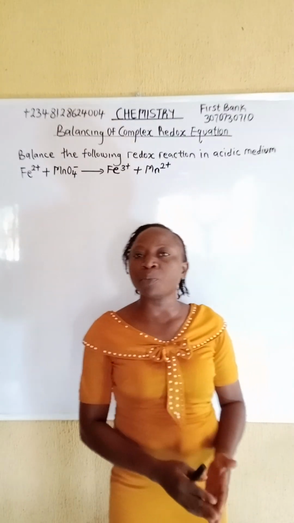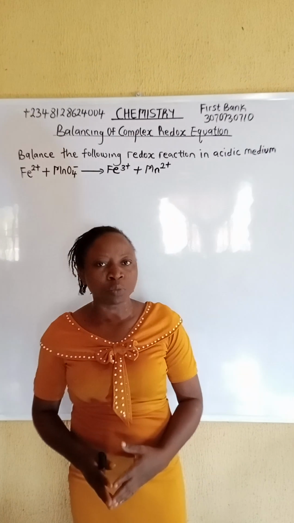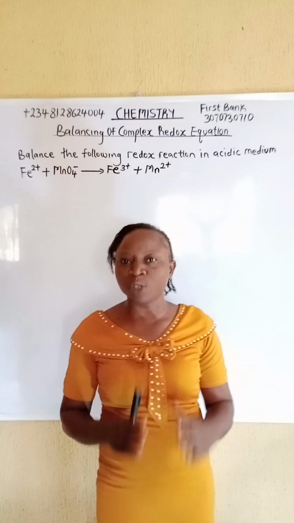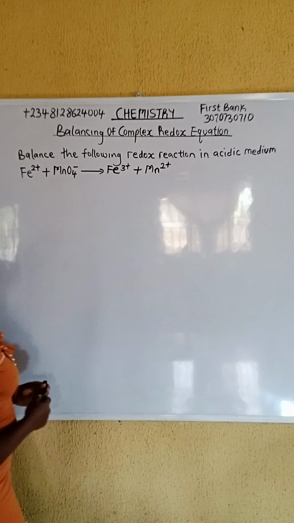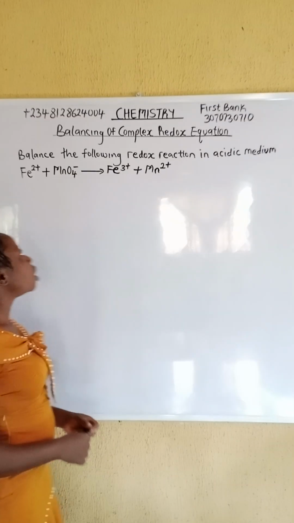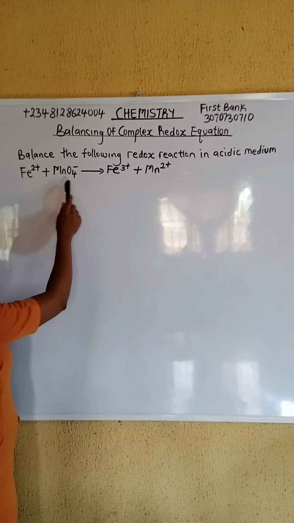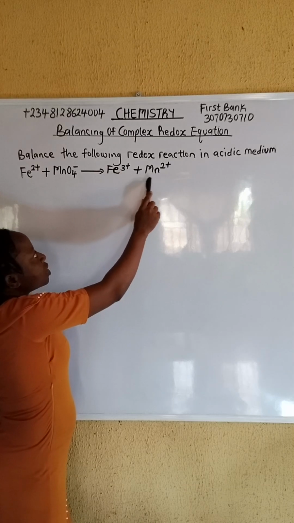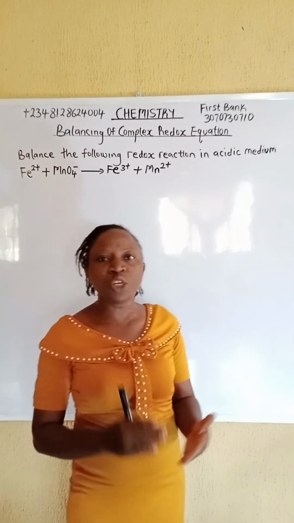A redox reaction can be balanced in an acidic medium, and it can also be balanced in a basic medium. But in this video, we are going to look at balancing a complex redox reaction in an acidic medium. Let's go. The question says, balance the following redox reaction in an acidic medium. We have the reaction between Fe2+ and MnO4- giving Fe3+ and Mn2+. What is the first step that you need to take?